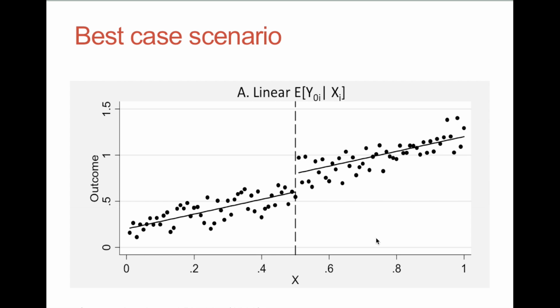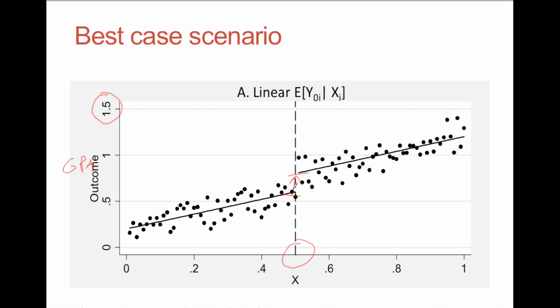Let's look at some pictures. Imagine that the x-axis is the score on the PSAT, and the threshold for getting the scholarship is right here at about 0.5. The y-axis is GPA, where GPA has a maximum value of 1.5. We expect grades to increase with test scores normally, but we also expect a discrete jump due to the scholarship at the threshold. The size of this jump is the RD estimate of the effect of the scholarship.